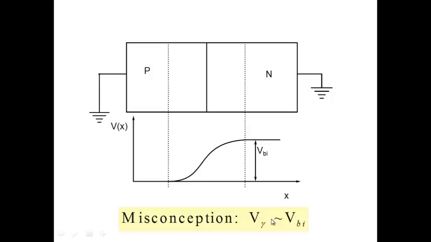The cut-in voltage is not built-in voltage. As I just showed you, cut-in voltage is only approximating the diode's characteristics in a certain current range. It could be 0.6, 0.5 or whatever. It's less than VBI.